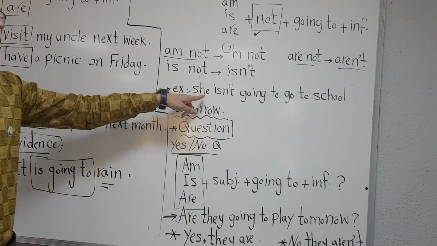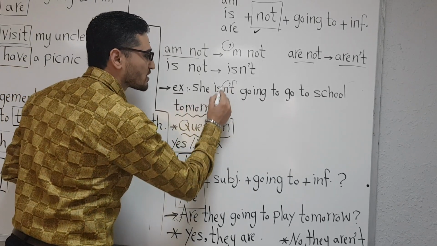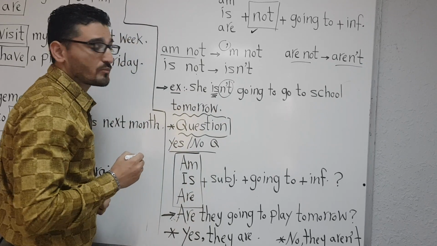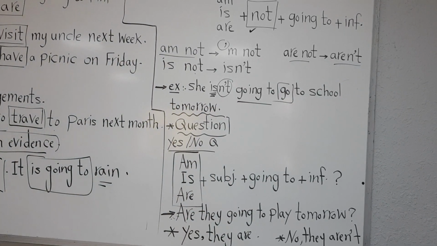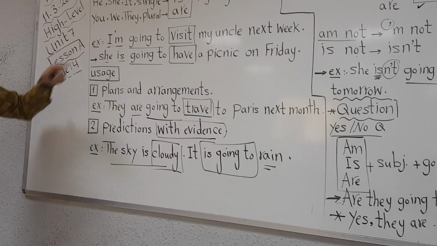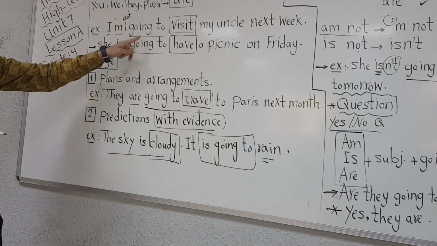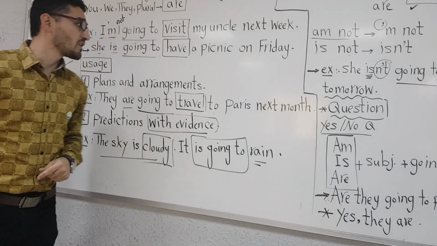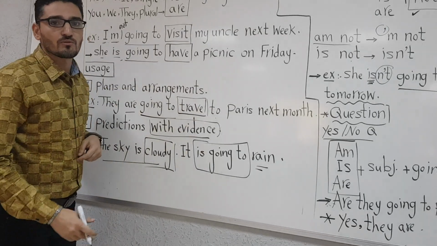For example, when I say she is not going to go to school tomorrow. So here we use not after the verb to be, and then going to, and then the verb in infinitive. Okay, who can put this sentence in negative form? Here you have to put not here after am. It will be I'm not going to visit my uncle next week. And here also, she is not going to have a picnic on Friday.